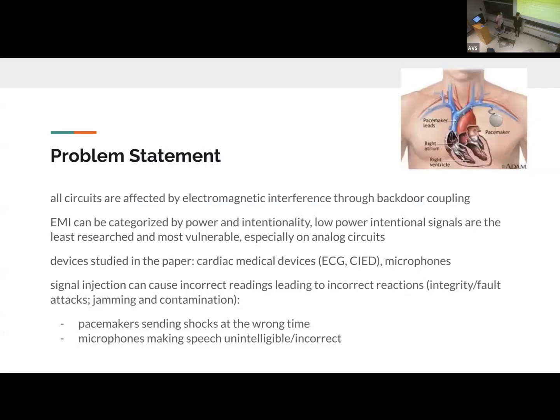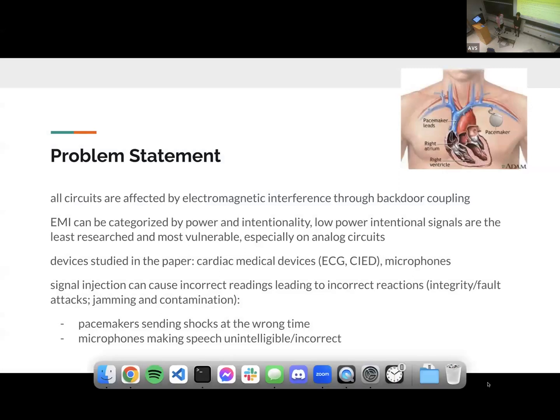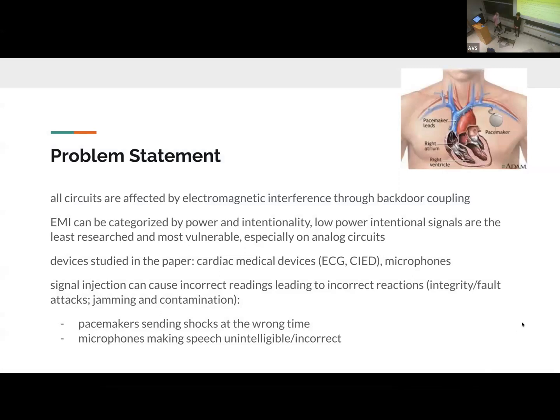So starting with the problem statement, we have first the premise that all circuits are affected by electromagnetic interference through backdoor coupling. EMI can be categorized by power and intentionality, and of those four categories, low power intentional signals are the least researched and most vulnerable, especially on analog sensors.